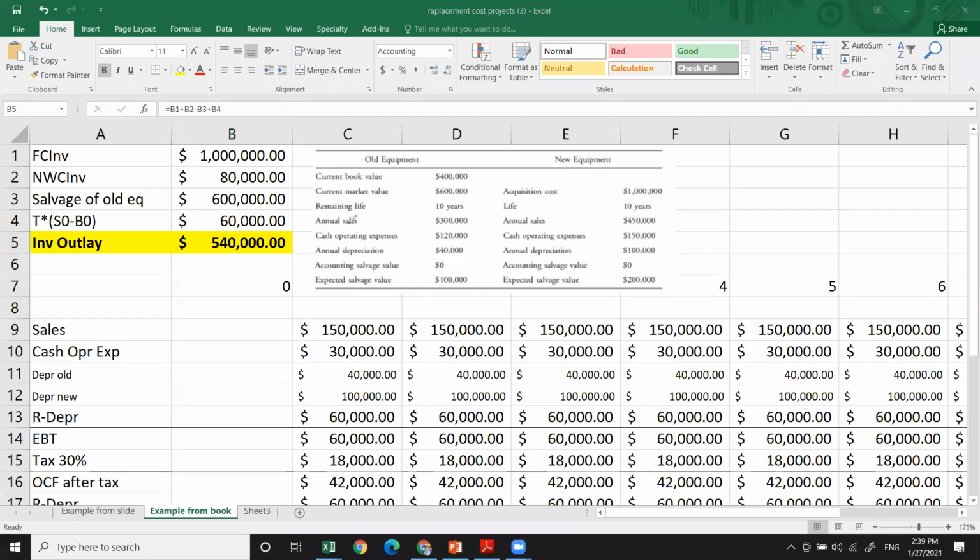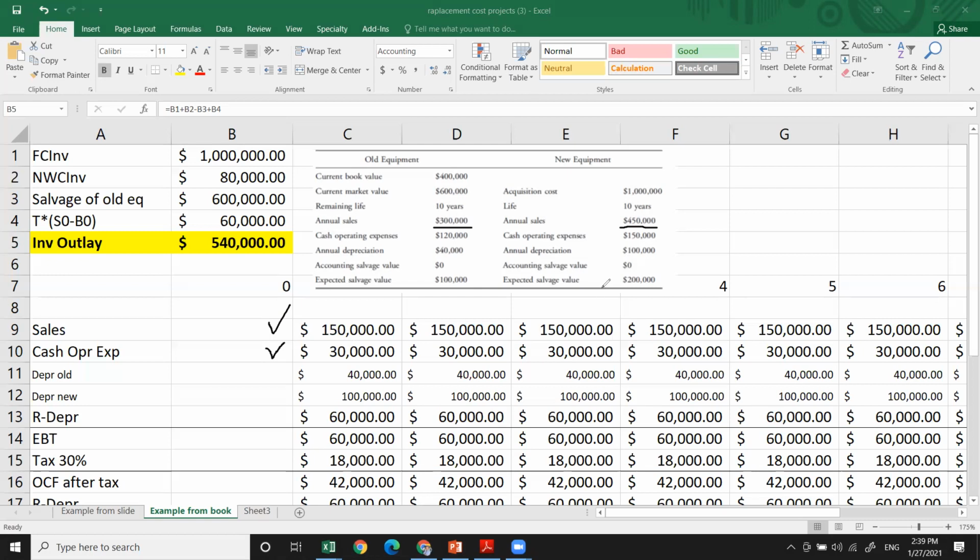The sales of the old equipment is 300 and of the new equipment is 450. So 450 minus 300, new minus old, gives you 150. Then for cash operating expense, 150 minus 120 is 30. If we got a negative number here, that would mean we are saving money. But here we get a positive number for cash operating expense, which means there is a cost. So acquiring new equipment brings you more cost.